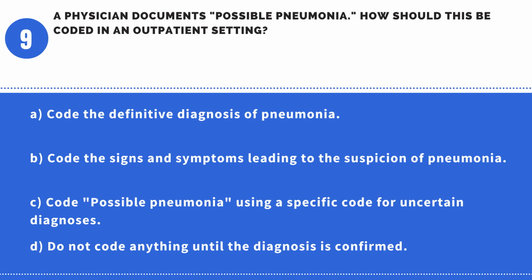Question 9. A physician documents possible pneumonia. How should this be coded in an outpatient setting? A. Code the definitive diagnosis of pneumonia. B. Code the signs and symptoms leading to the suspicion of pneumonia. C. Code possible pneumonia using a specific code for uncertain diagnoses. D. Do not code anything until the diagnosis is confirmed.